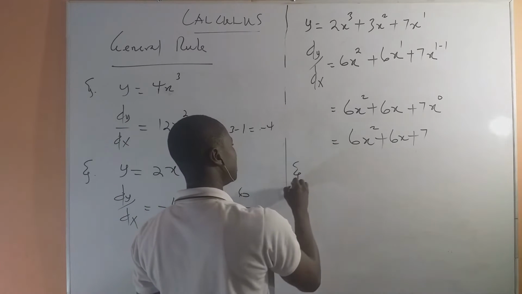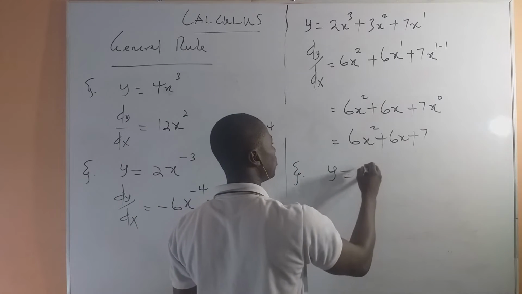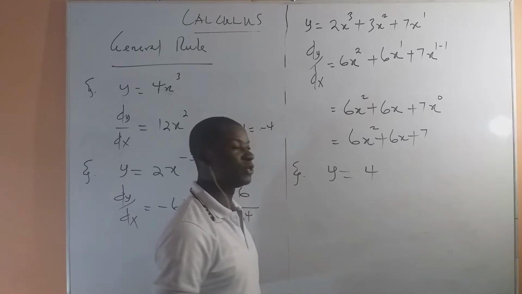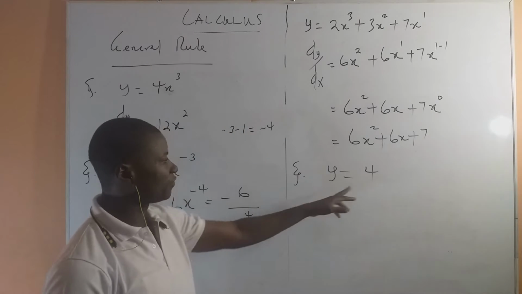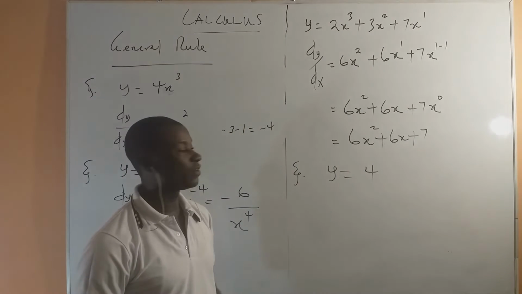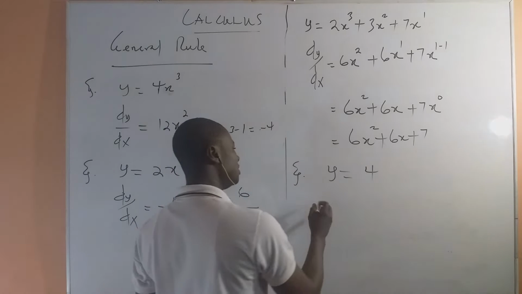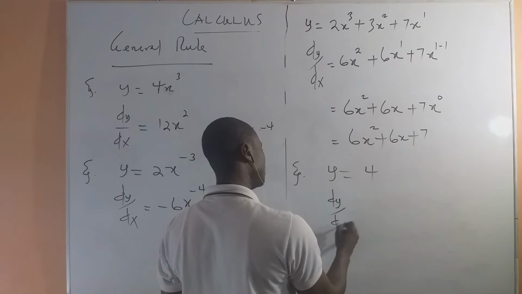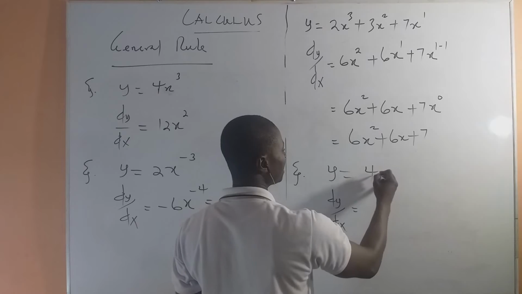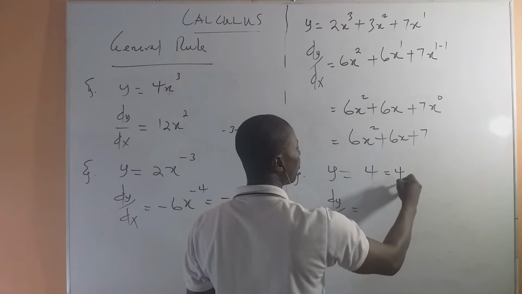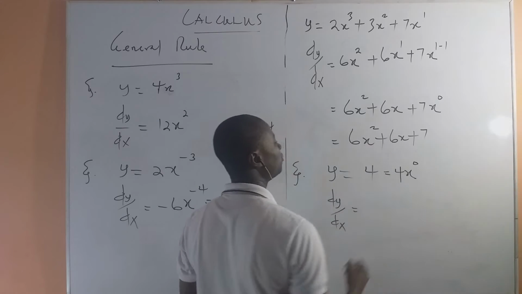Now, let's assume that you are given y equal to 4 to differentiate with respect to x. You see that y equals 4, what we have is 4, it's a constant. But if you are asked to differentiate y with respect to x, this can be expressed as the same as 4x exponent 0.